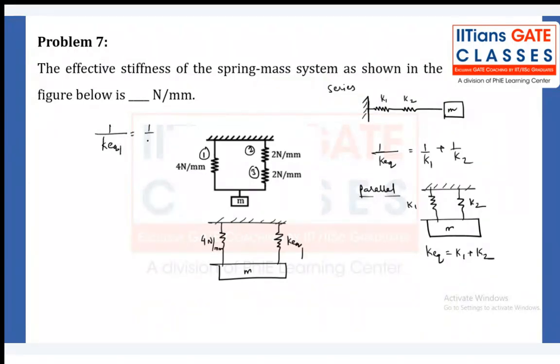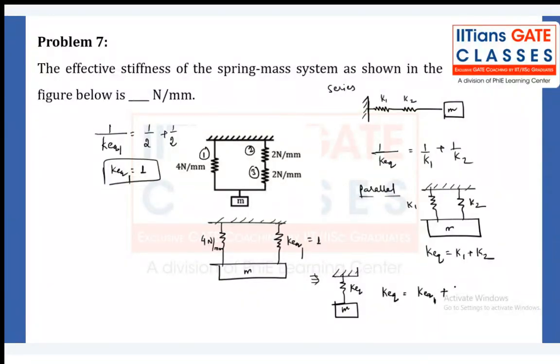They are connected in series, so 1 upon 2 plus 1 upon 2. So you are going to get K equivalent 1 as 1. Further, this 4 and this 1 are connected in parallel combination. If you further convert into a single spring having stiffness K equivalent, then what is the K equivalent value? 1 plus 4, which is nothing but 5 Newton per mm. Note down. Very, very important.